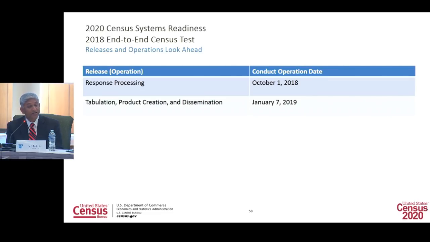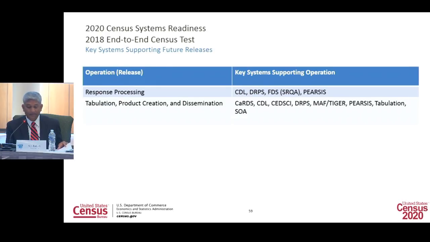Response processing includes deduplication of responses, quality assessment of data, and creation of census unedited file, or the CUF, as we call it. The last release includes tabulation, creation of census edited file, the CEF, the microdata file, the MDF, and also the creation of demonstration products for dissemination, such as Public Law 94-171 redistricting data products. This last release involves 11 systems. We are eager to complete these remaining aspects of the 18 tests. We are on track to release the systems per the schedule and dates shown on the screen. Next slide. This slide shows the key systems supporting the remaining releases.